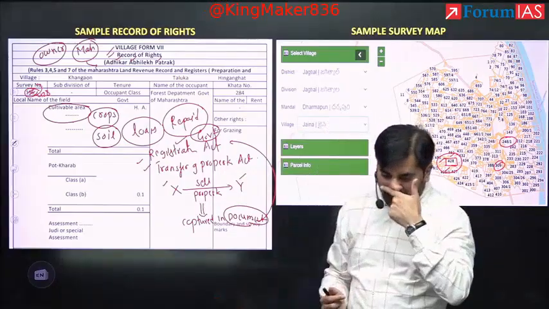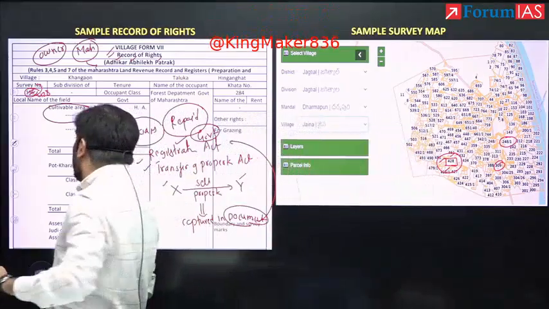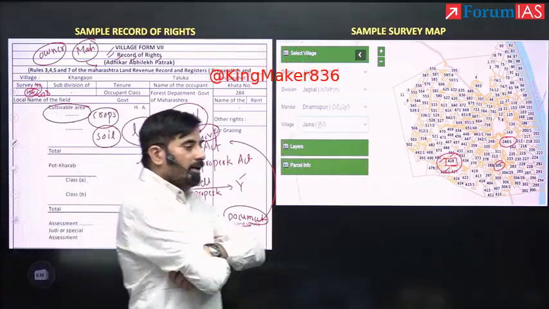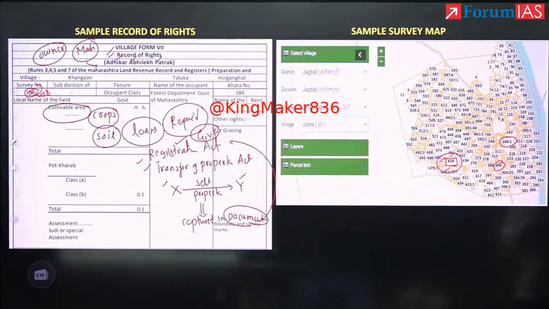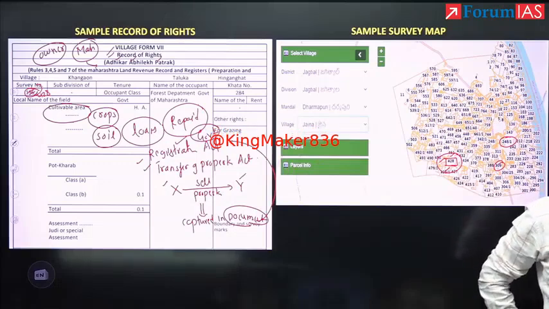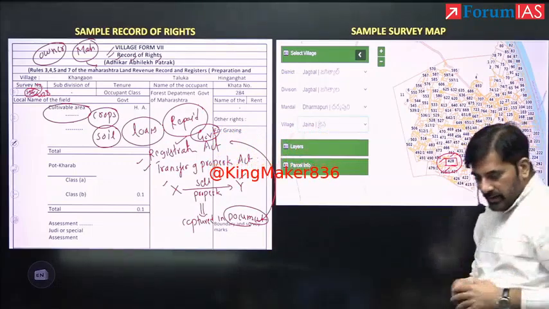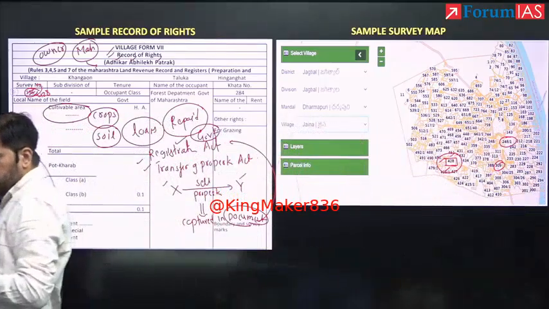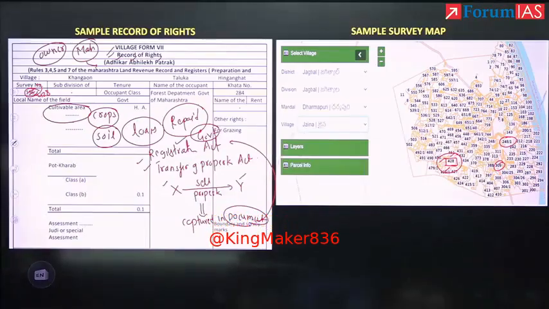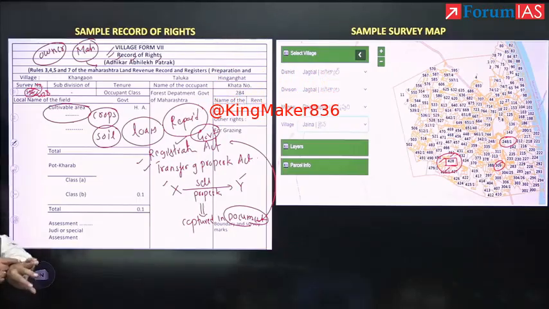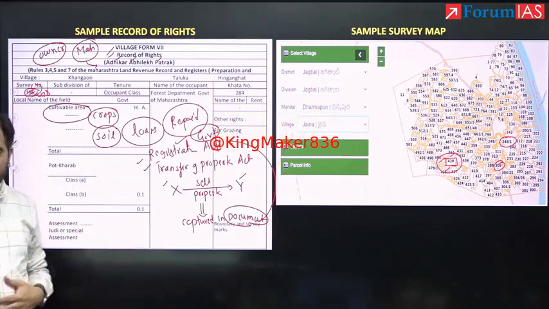Okay. So, sale deed. It is a document showing the transfer of property, and registered with the government, maintained by the office of the registrar. Okay. Is that clear to everyone?